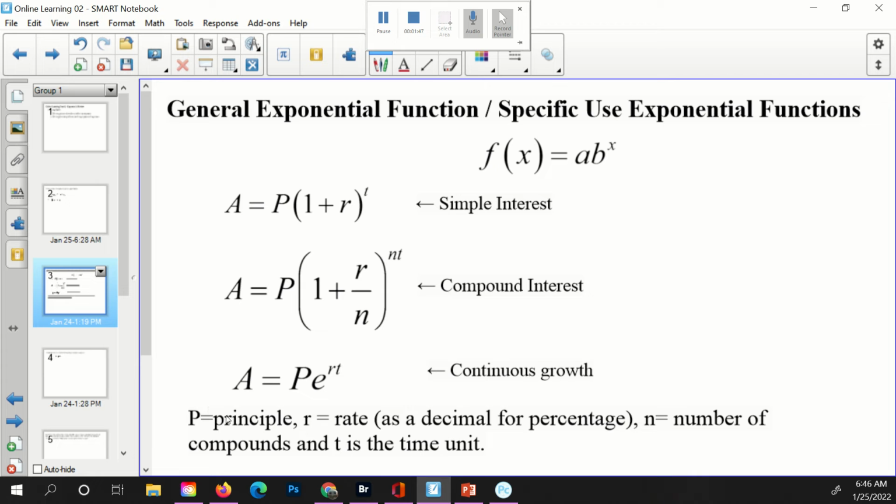In each case, the principal or the initial amount is the P. The rate is a decimal for a percentage. So if they give it to, say, 5%, when you plug it into any of these equations, it's going to be 0.05. n equals the number of compounds. For example, if it says compounded daily, then n is going to be equal to 365, and t is the time unit. In most instances, the time unit is going to be years. So with that, let's get into a couple examples.